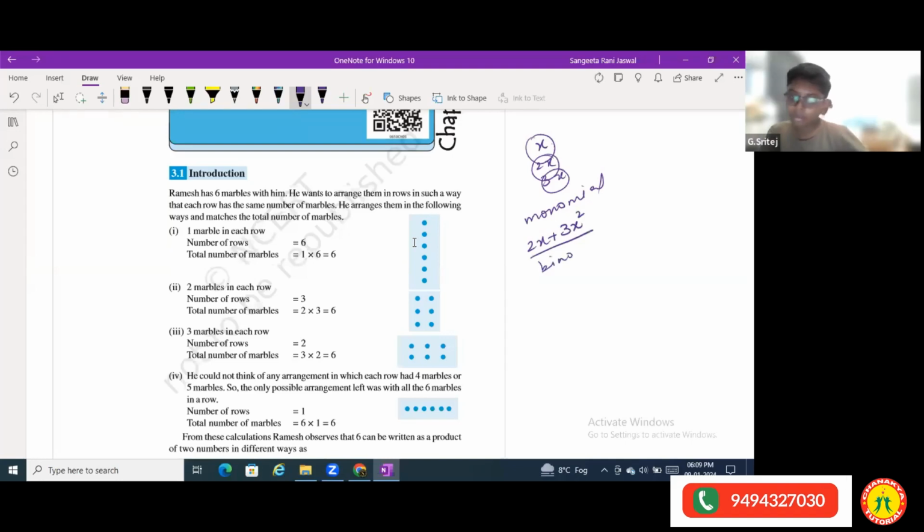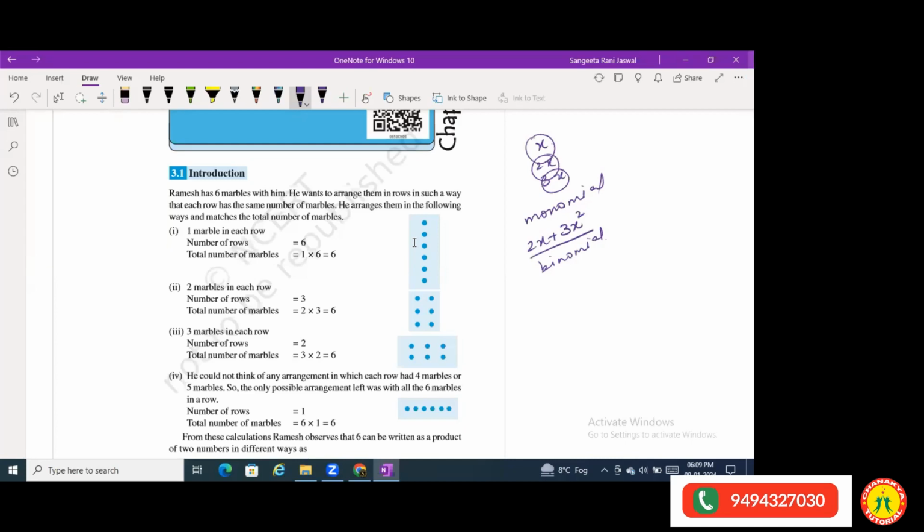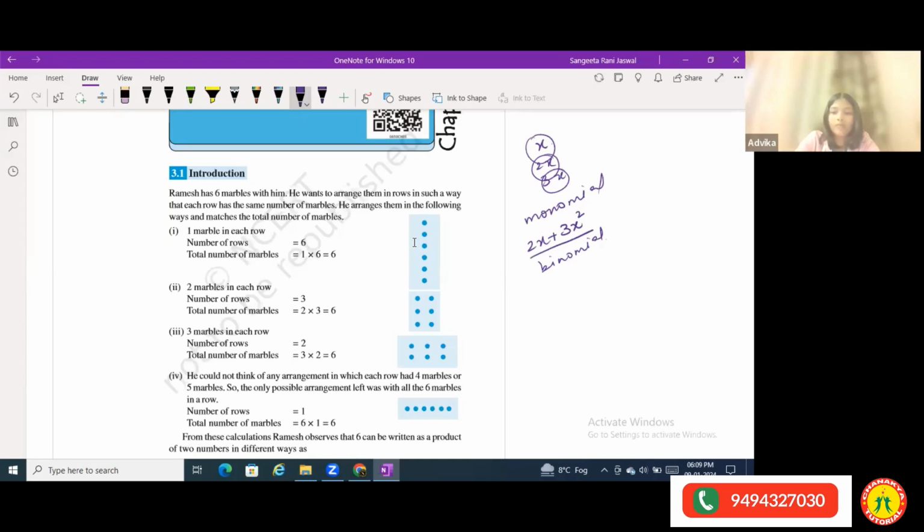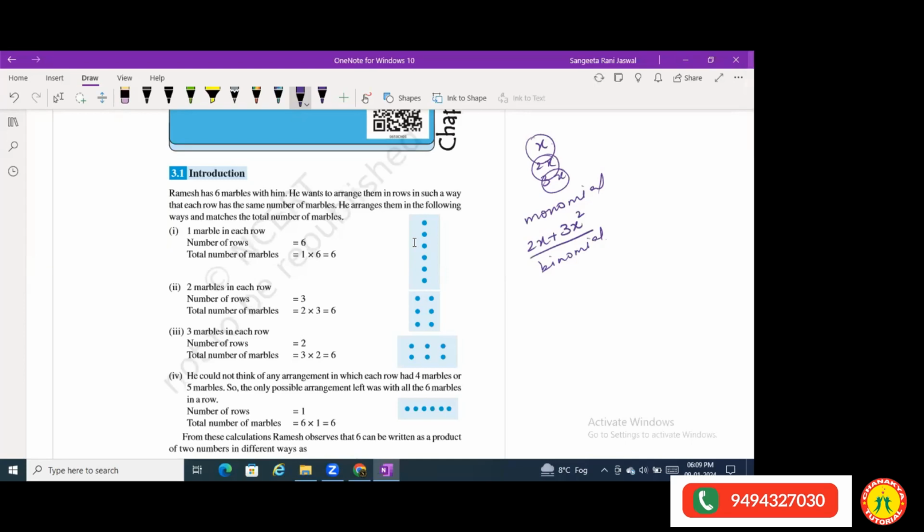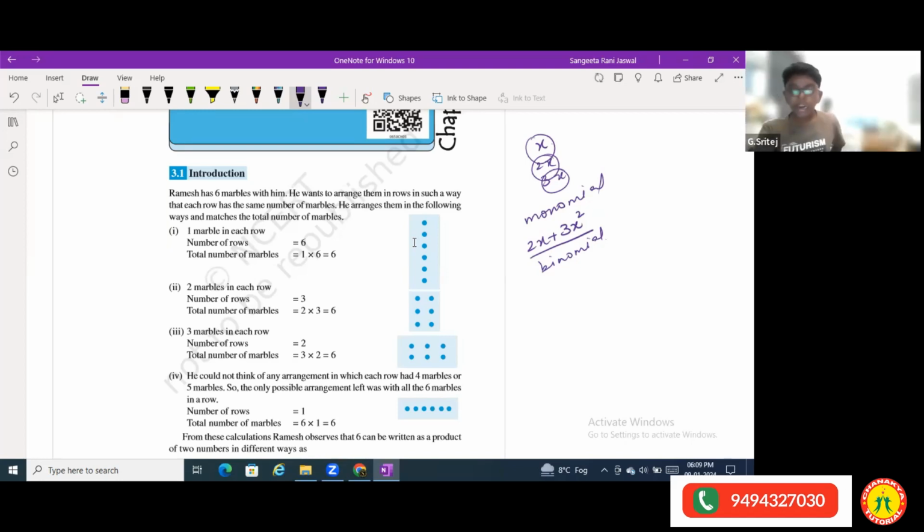When we have three terms, we call it a trinomial. When you have more than three, it is a quadrinomial, and that is called a polynomial. Poly means many. Ma'am, it was the All India Test Series for grade 6 only.